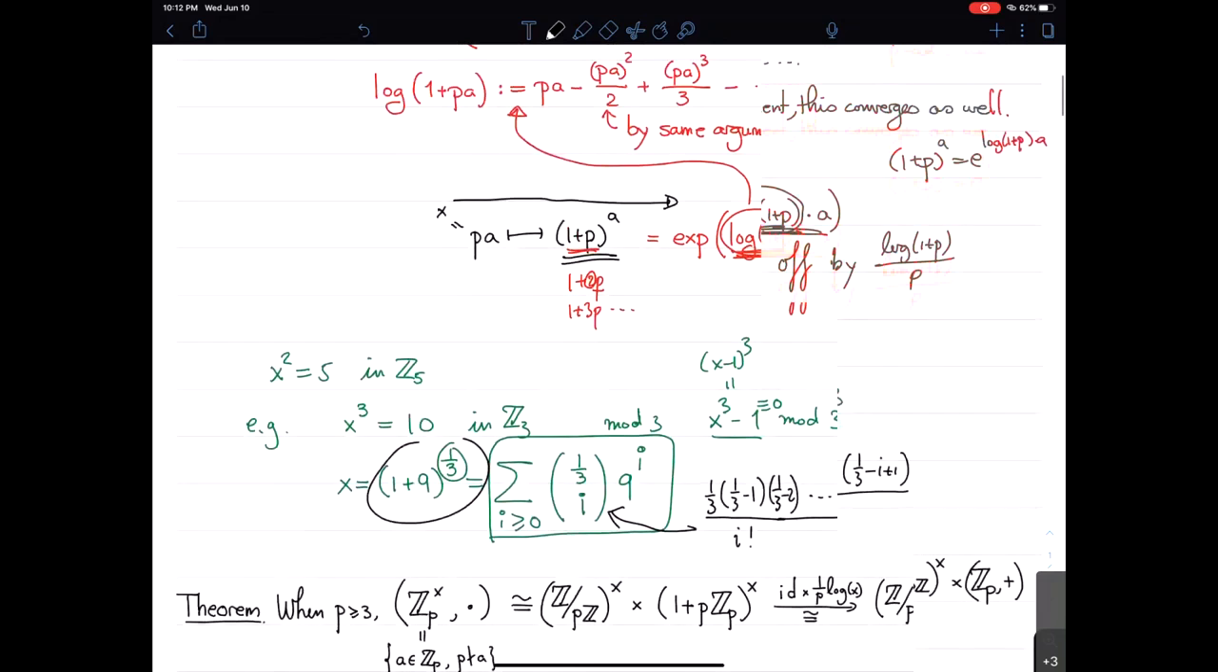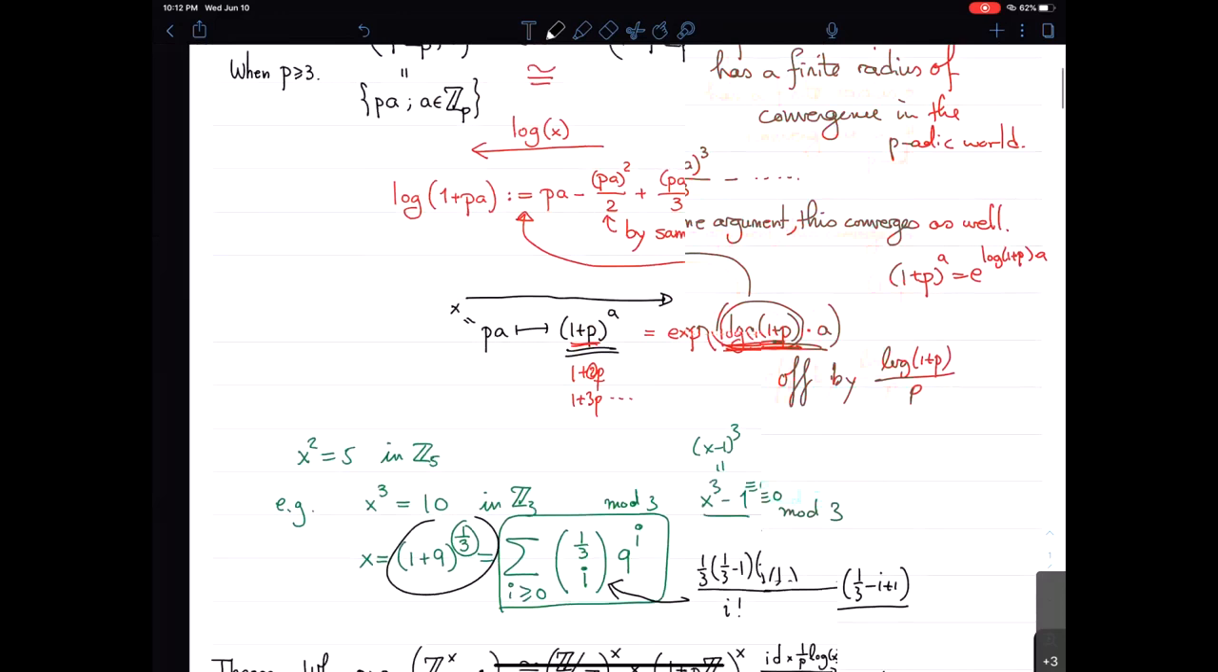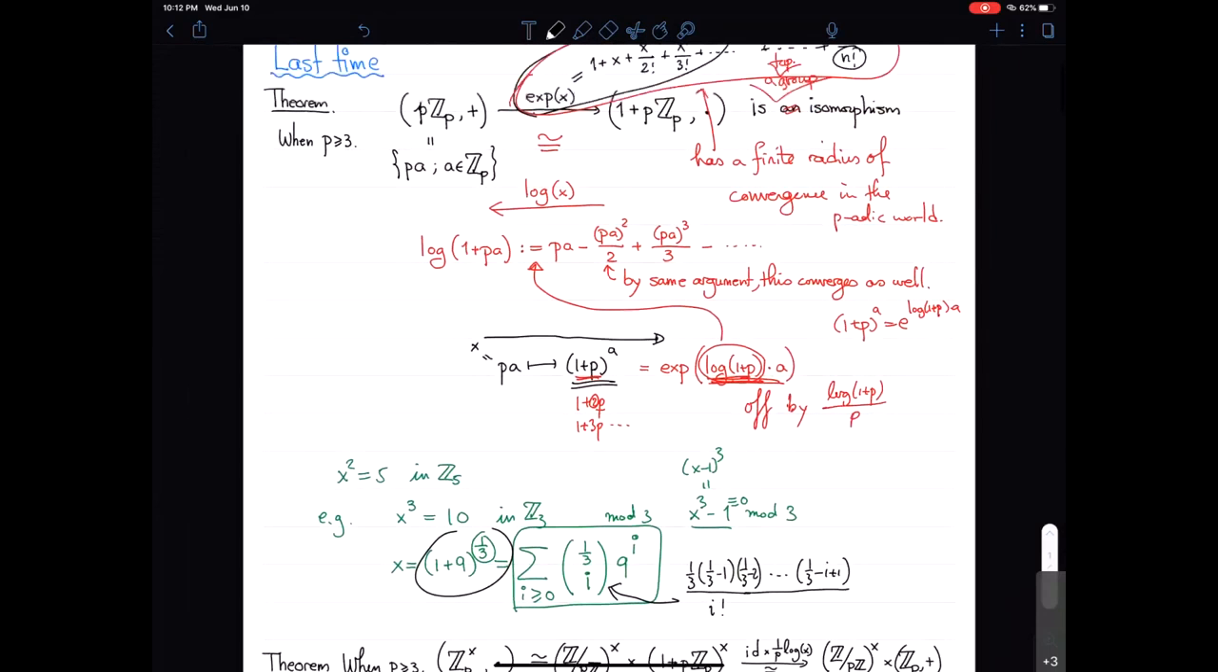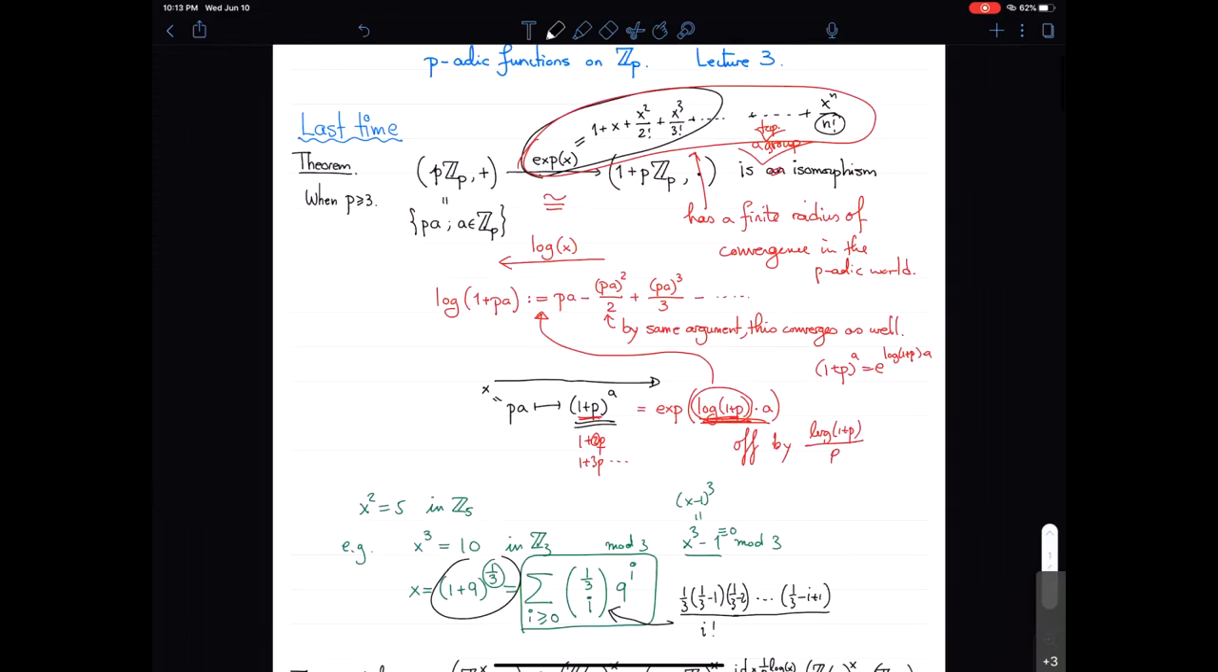Maybe before I explain the next theorem, let me stop here and see if there's any question about these comments. I don't see any questions, but if there are any, I'll let you know. Sounds good. You can interrupt me anytime.